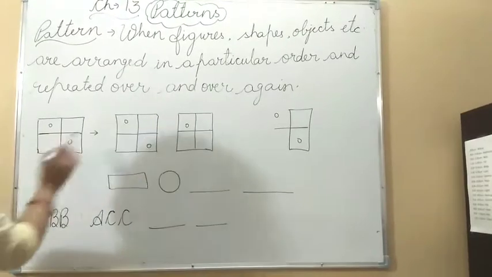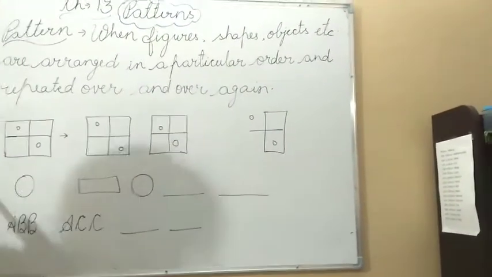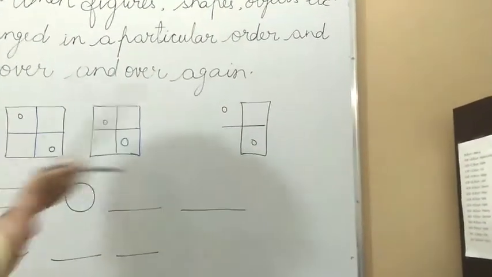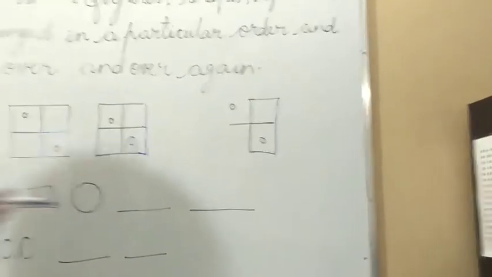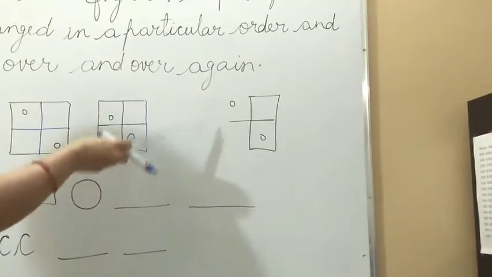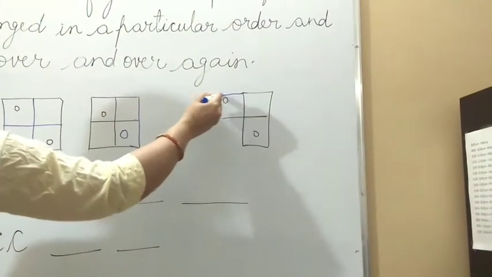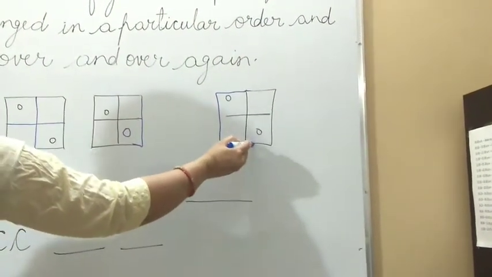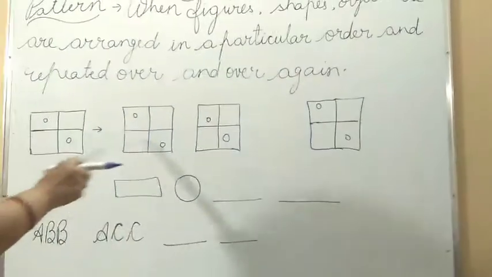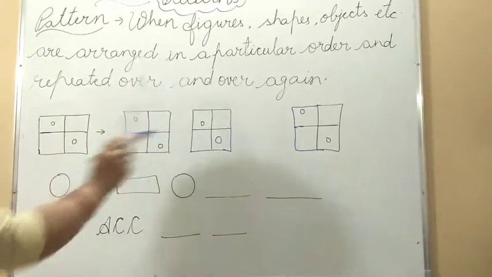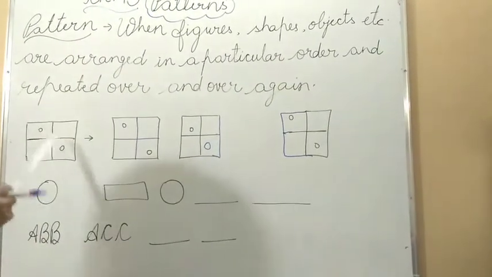Now what is left here? This is left here, so we will draw this. And what is in the last figure? Match with it. This line is not there, so we will draw this outline here. Then it will be completed. Look here. Now all are looking like complete figures. In this way we have to complete all figures by following the first one.